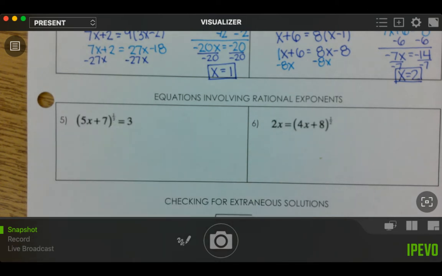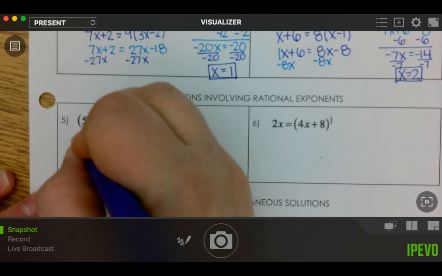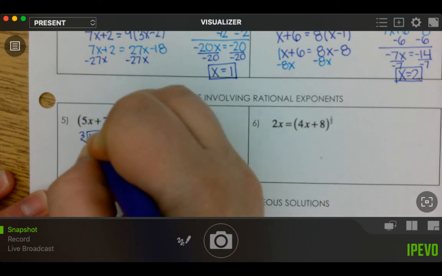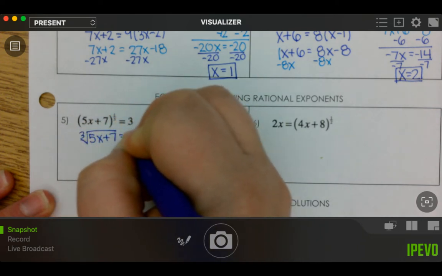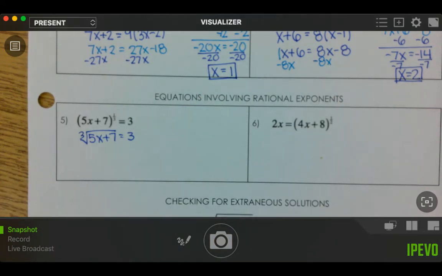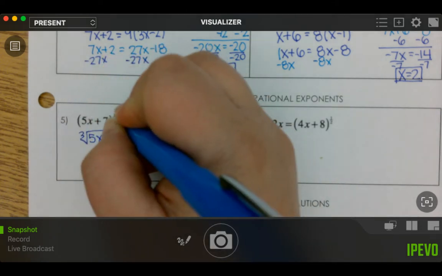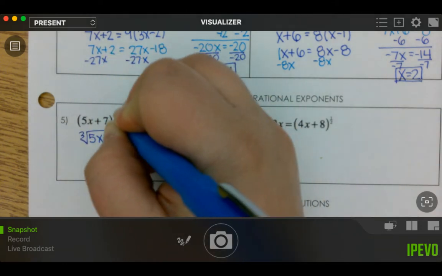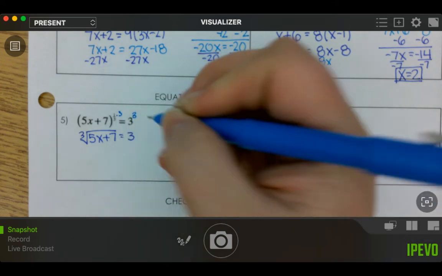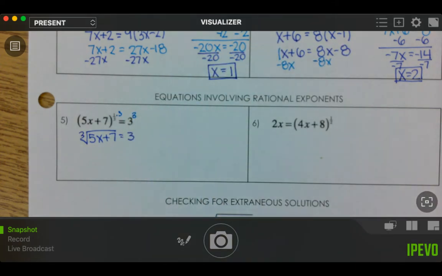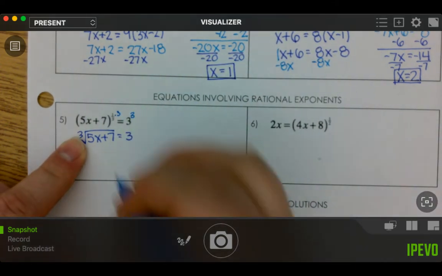This 1/3 power right here just means that this is the cube root of 5x plus 7 equals 3. You don't want that 1/3 out there, so we want to figure out what we can multiply by to get the power back to 1, because a power of 1 doesn't actually have to be there. So we would multiply by 3 and give each side an exponent of 3. Or you can think of it like this, and you would do the same thing.